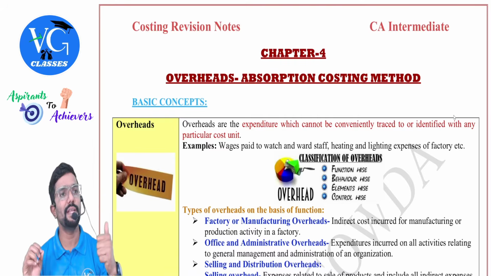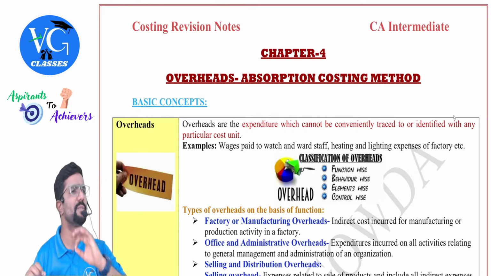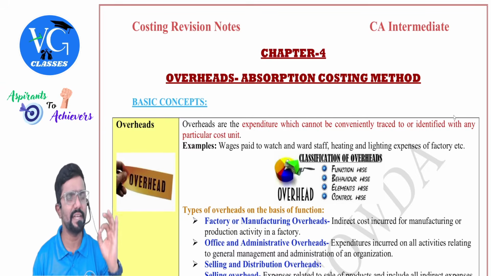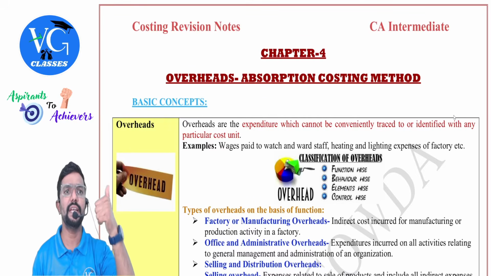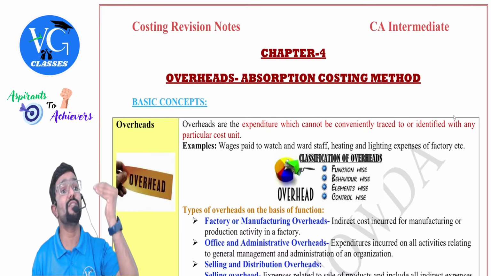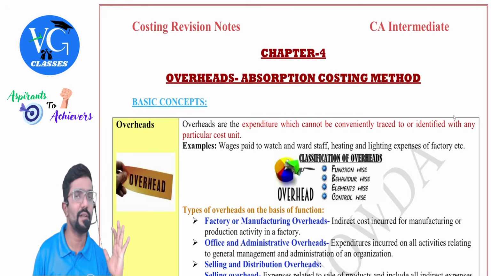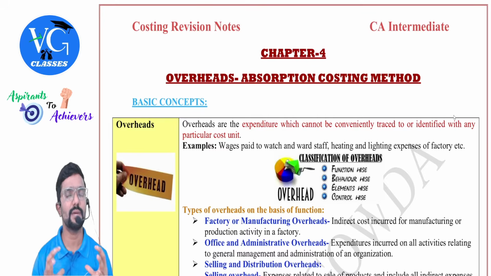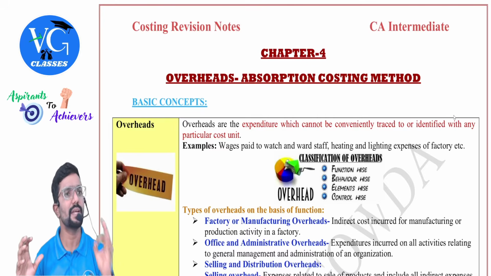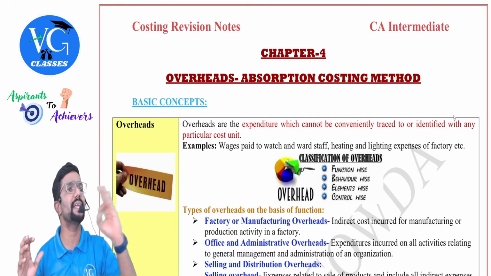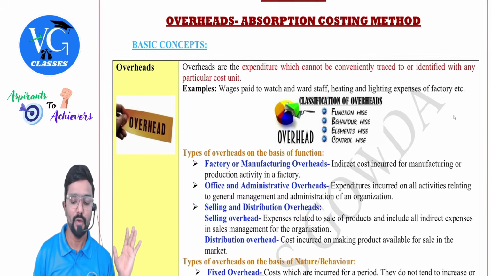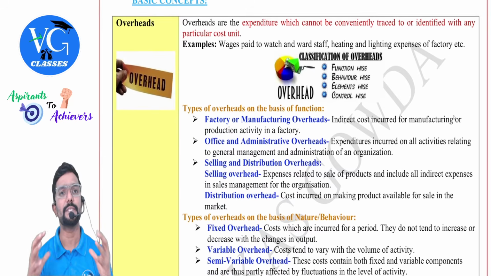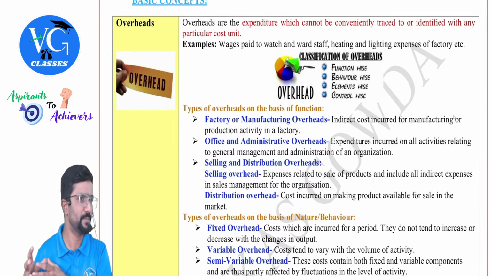Okay. Guys, we have already learned about the material and labor, both being direct in nature. Sir, what if it is indirect material, indirect labor? That will fall under overheads. So in this chapter, whatever we will be learning is all about overheads, which is nothing but the sum of all the indirect expenses. Now, we can also classify the overheads based on different bases.